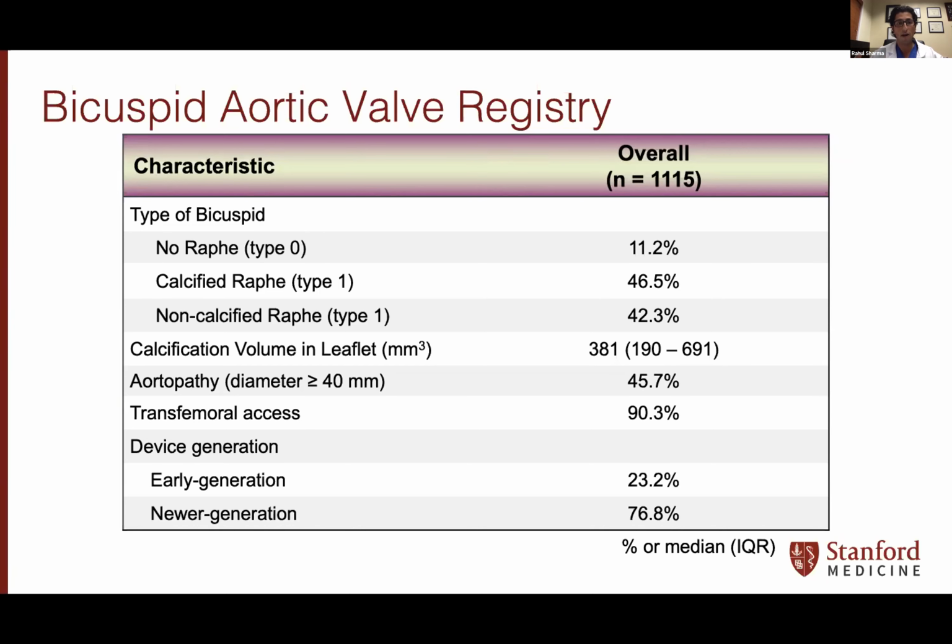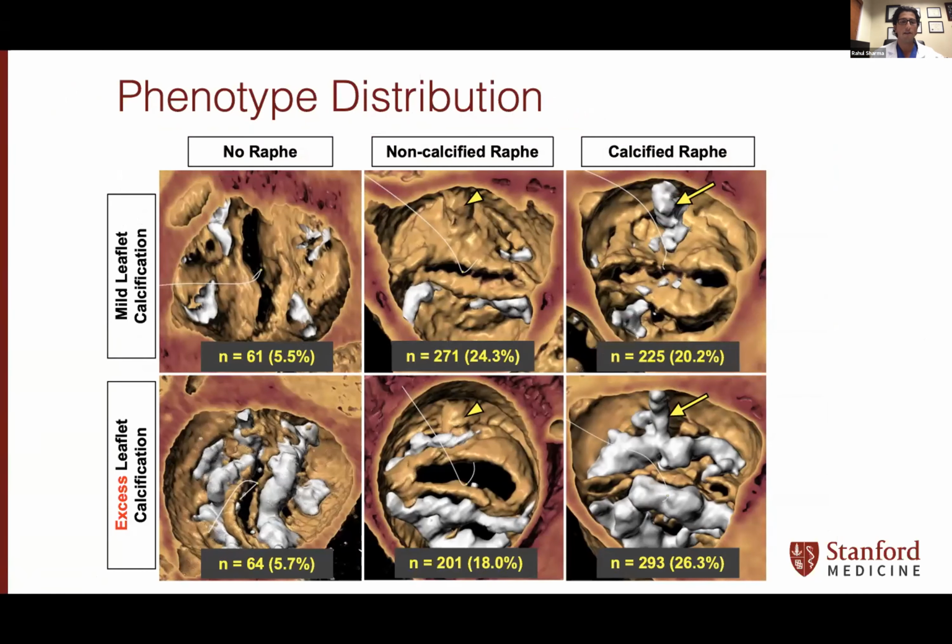And what's something that was rare in some of the data we're seeing presented, they also looked at the presence of aortopathy, which was not available in some of the TVT and STS registries. They also divided the groups up into device based on early or late generation or current generation. So this is what the group looked like.